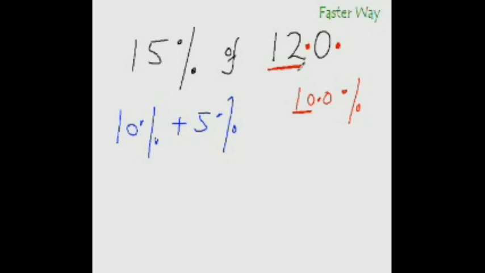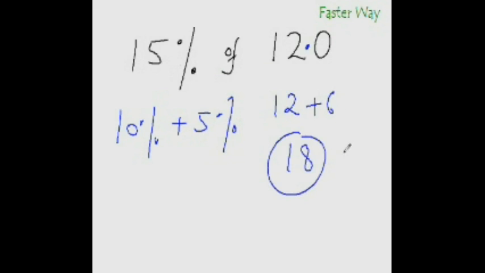Using the same logic, if I ask you to find 1%, then it would be 1.2, isn't it? Putting the decimal here, it will become 1.2. So I'm sure this is very clear now. So now tell me what would be 15% of 120. So immediately find the 10%, it would be 12, and 5% would be half of that plus 6, that is equal to 18. Isn't that much neater way of doing it?